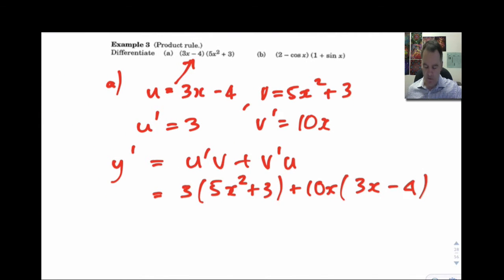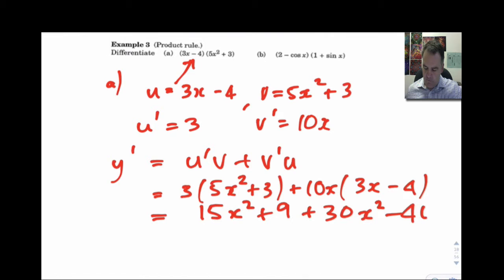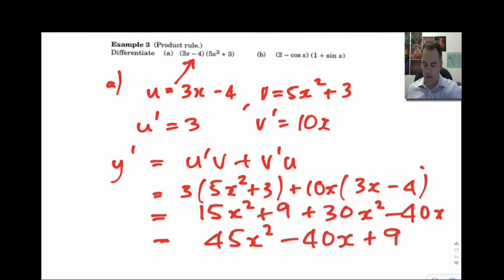You'll get these right. For this one here, we can expand out the brackets and simplify. So 15x squared plus 9 plus 30x squared minus 40x. So we've got 45x squared minus 40x plus 9. Okay, but you got the basic idea there of how to use the product rule.